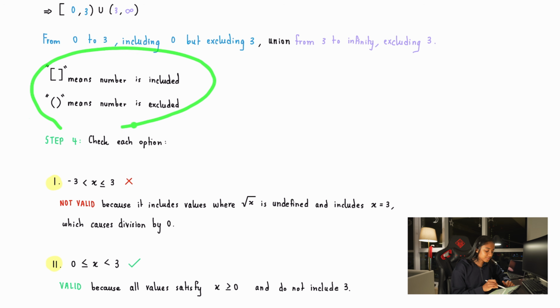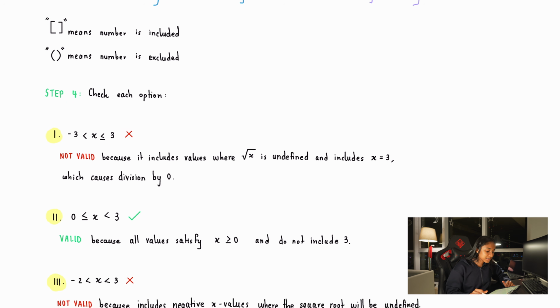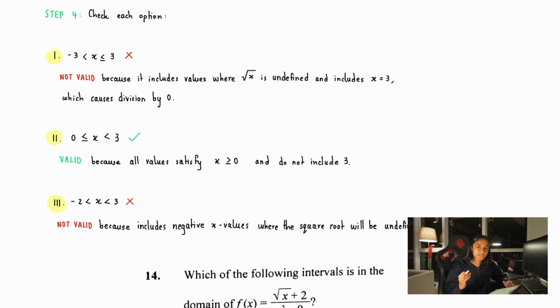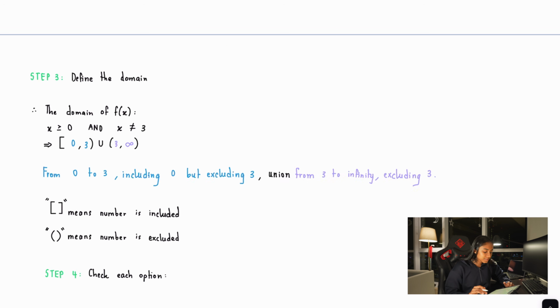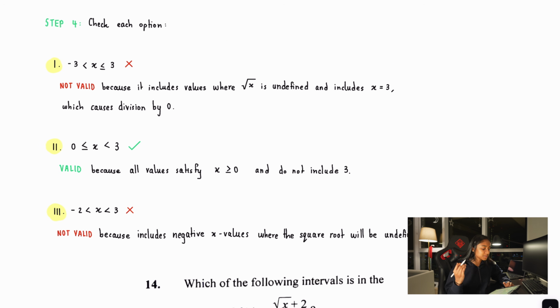All right, so again, review of what the different brackets mean. Now we're going to look through the different intervals and see which one fits our domain. It could be more than one as well, because we were given several options, right? So let's see, starting from number 1. x is between minus 3 and 3, but is also equal to 3. This is immediately invalid because it has x equal to 3, and that would cause division by 0, and that whole thing is just undefined. So that is wrong, eliminated.